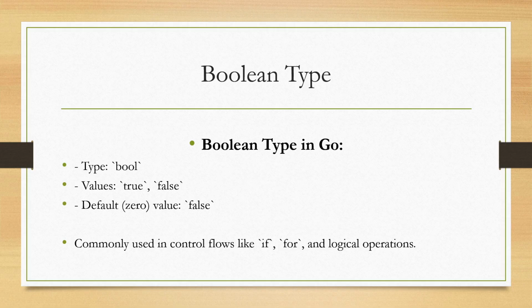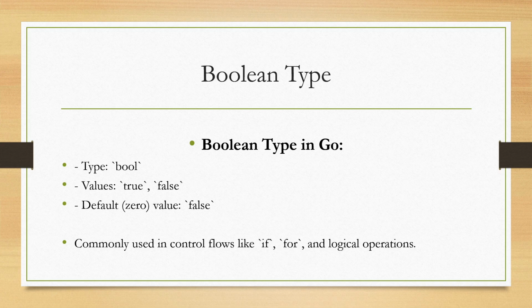Let's start with something super simple but essential in programming, the Boolean type. You will see this a lot, and understanding it is key to working with conditions and making decisions in your code. In Go, the Boolean type is called bool. Now bool can only have two possible values, true or false. That's it. Just like when you are taking a decision, you can either say yes or no, true or false.